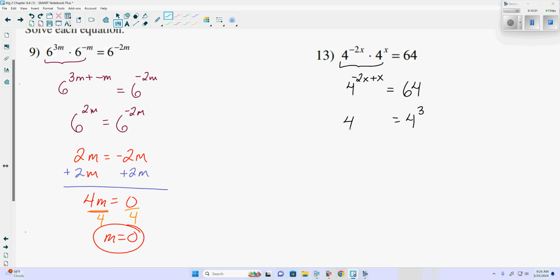Our other side, negative 2x plus x is, well, negative x, yes? So we're now saying 4 to the negative x is equal to 4 to the third. Now the bases are the same, yes? And if the bases are the same, the exponents have to be the same also. So we're saying that negative x is equal to 3. Yes. Now we can multiply by negative 1. We can divide by negative 1. But it's really going to tell us that x is negative 3.